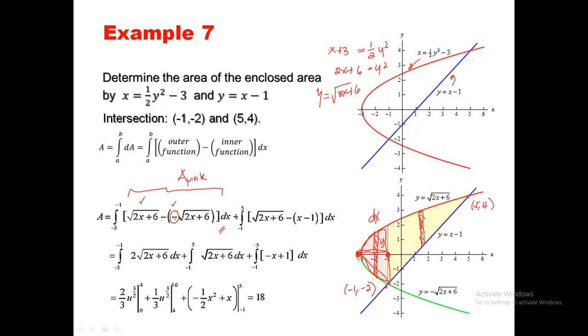Y of the curve minus y of the line. So this is the y of the curve and this is the y of the line, x minus 1. Your limits this time would be starting from x equals negative 1 to x equal to 5. And your answer would be still 18.